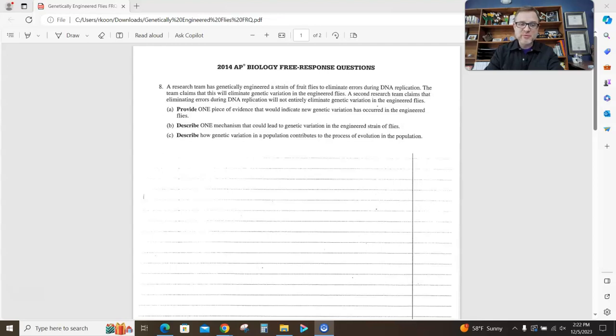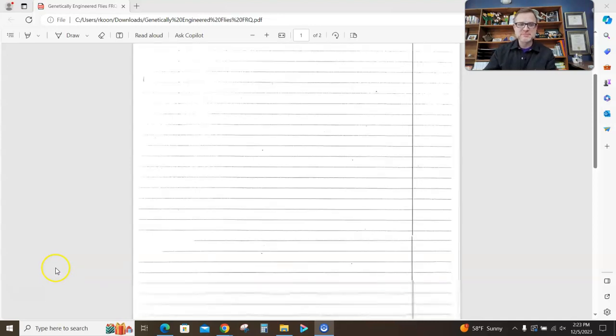B is describe one mechanism that could lead to genetic variation in the engineered strain of flies. And C, describe how genetic variation in a population contributes to the process of evolution in the population. So this is a short question, but it has a lot of really good questions. So part A, one piece of evidence that would indicate new genetic variation. So I either need to see a change in the DNA or the chromosome, or I need to see phenotypic changes in the appearance of the organism.